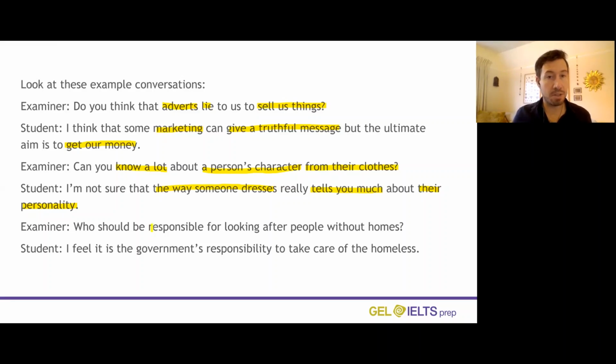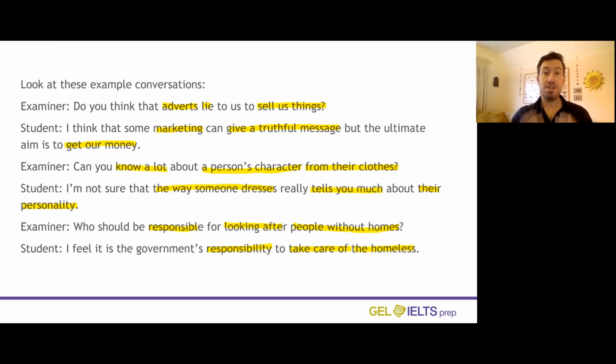So here we've got responsible, which is an adjective. And you can see here that the student has changed it to responsibility, which is a noun. So that is paraphrasing. It's not using a synonym, but it's using a word family, as we looked at before. We've got looking after and take care of. So those are synonyms. And then people without homes and the homeless, again, are synonyms, and homes and homeless. So that would be part of a word family as well.